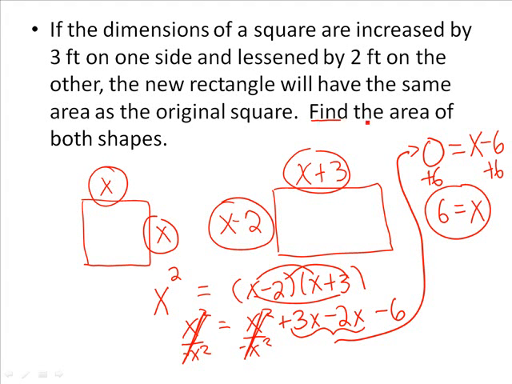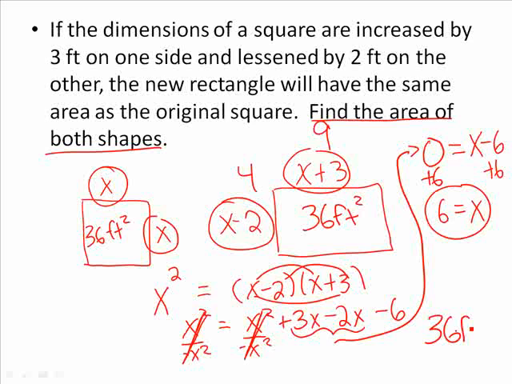Going back to the problem, it says to find the area of both shapes. Well, according to the problem, that should be the same. So x by x will give us 36 square feet. But also, if this was 9, 6 plus 3 would be 9 feet, and this was 4, you can see you would still get 36 square feet. So our final answer would just be 36 square feet. Okay, so that's one type of area problem that we can see.